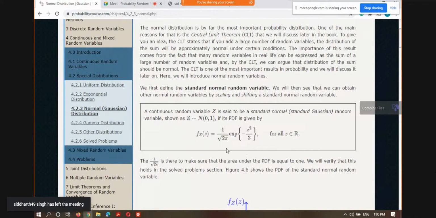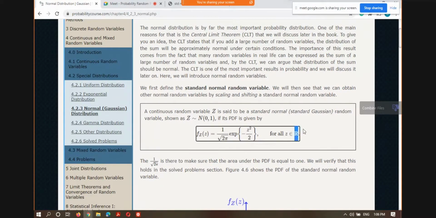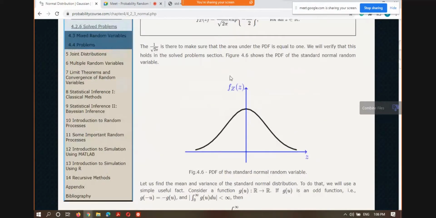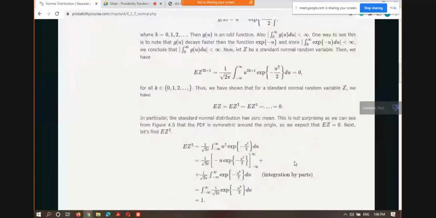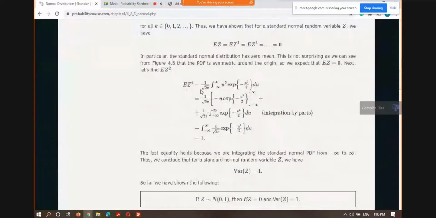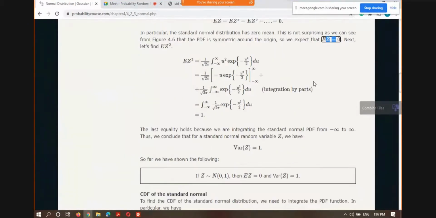Density function f(z) equals 1 upon square root of 2 pi, e raised to the power minus z square upon 2, for all z belonging to the set of real numbers. And this is the graph of the standard normal random variable's density function. And then we have calculated its variance 1 and expectation 0.